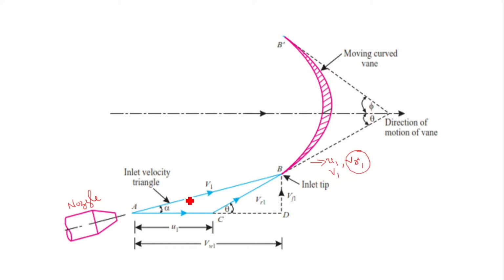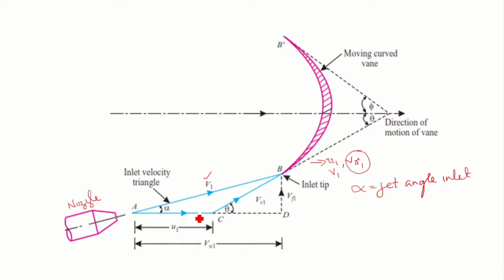Here the absolute velocity with which the jet leaves the nozzle is v1, and the angle the jet makes with the horizontal, or the x direction, is alpha. Alpha is the jet angle at inlet. So the absolute velocity with which the jet is moving is v1, and it makes an angle of alpha with the x direction, the direction of motion of the vane.